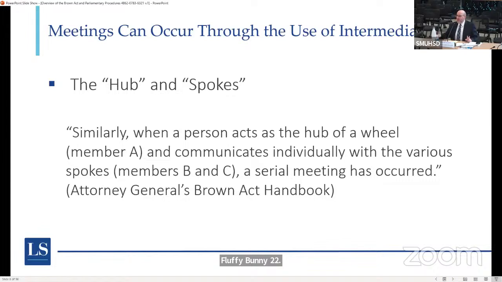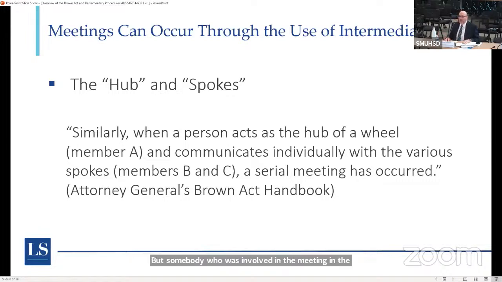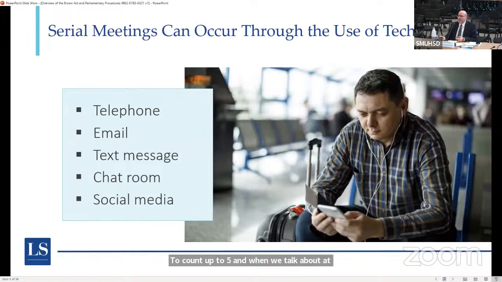So 2 board members had no idea when they saw that comment pop up that it was a 3rd board member, that they were reading the information from the 3rd board member. But somebody who was involved in the meeting, in the social media place where they were meeting, recognized that Fluffy Bunny 22 is indeed the 3rd board member and made the connection. You have 3 board members, they're not just sitting there watching, they're actively participating. And of course, then it's in the newspaper and the grand jury is investigating it. And somebody reported it to the district attorney. Pretty innocent stuff, right? But again, you can see how easy it is to make these connections to count up to 5. And when we talk about serial meetings, they can happen through another person, or they can happen through technology.